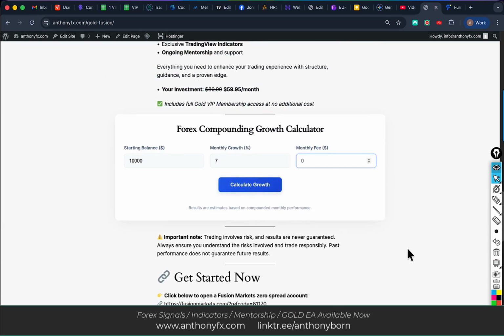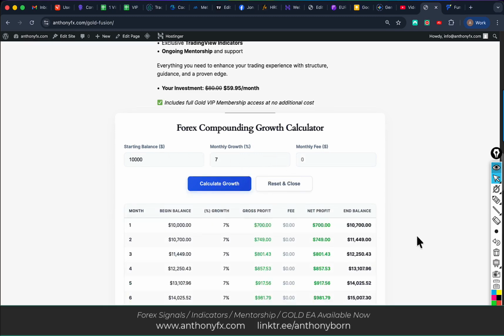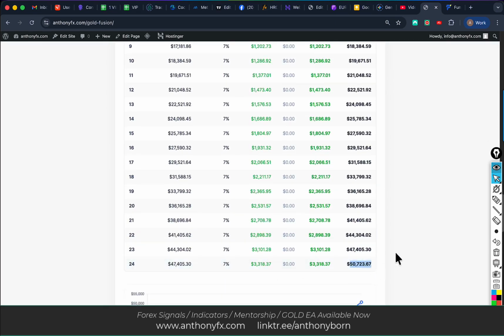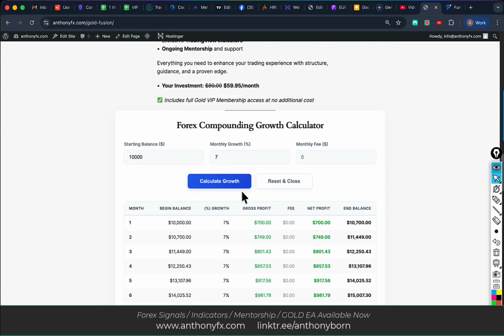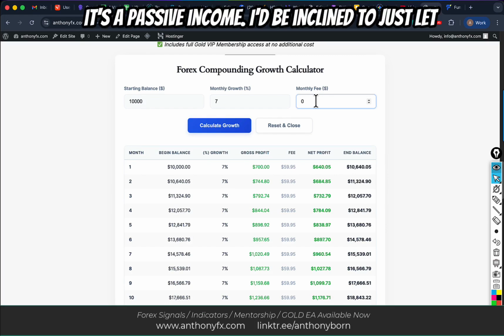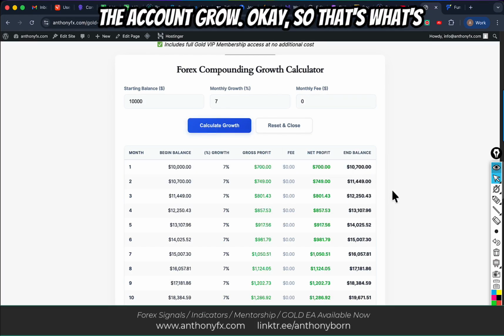But anyway, here's the thing. You can either take out the $59.95 per month from the account or leave it alone. If you left it alone, after 24 months, 10 grows to 50, right? That's compounding growth. It's been consistent over the last 2 years, so I don't see any change. And then if you want to actually withdraw that from the account, well, slightly less. There's a passive income. I'd be inclined to just let the account grow.